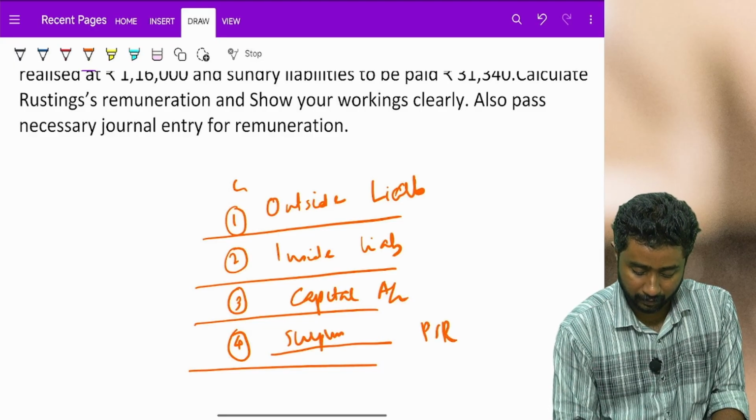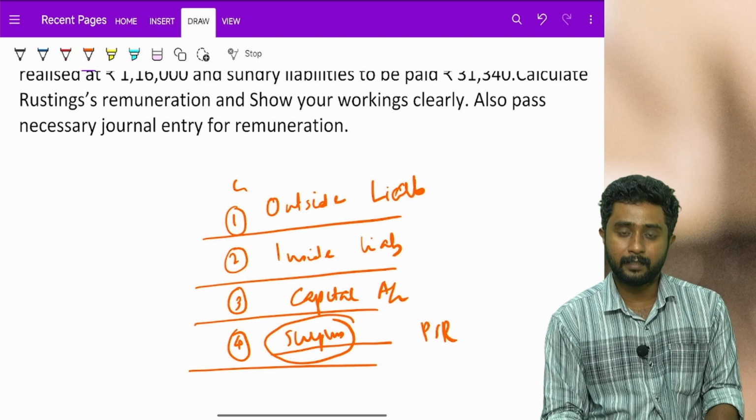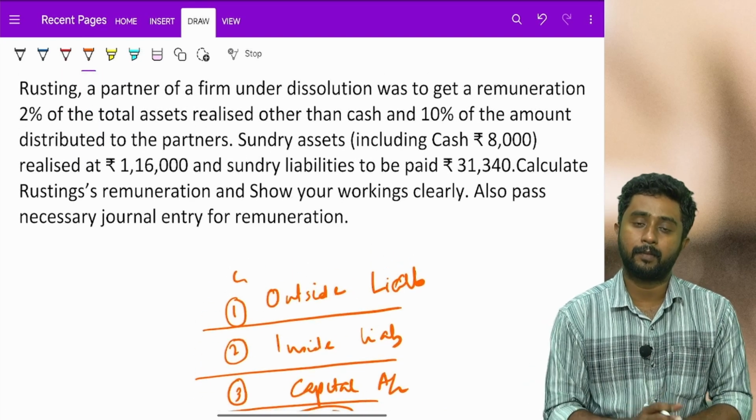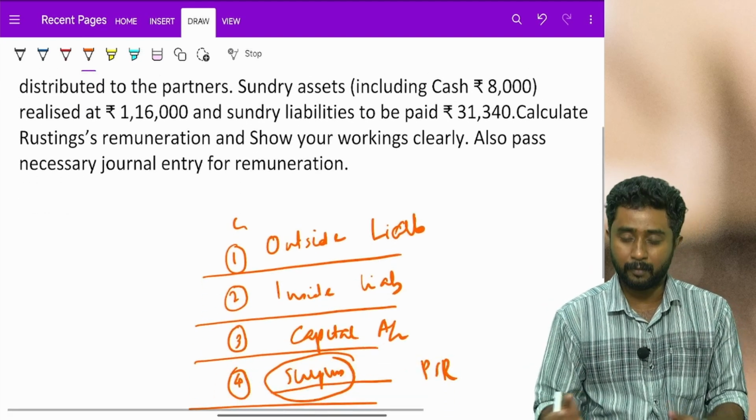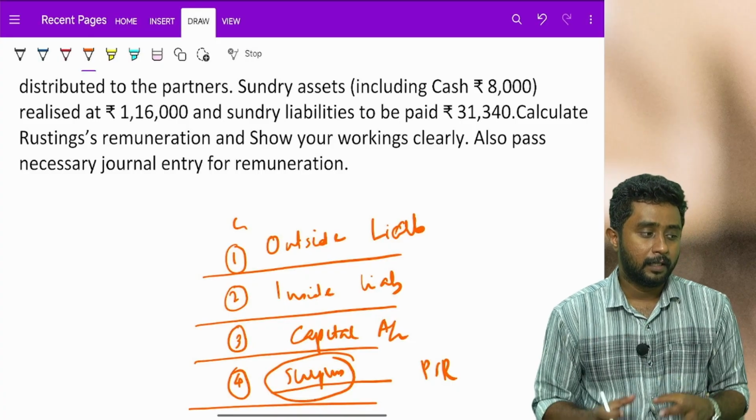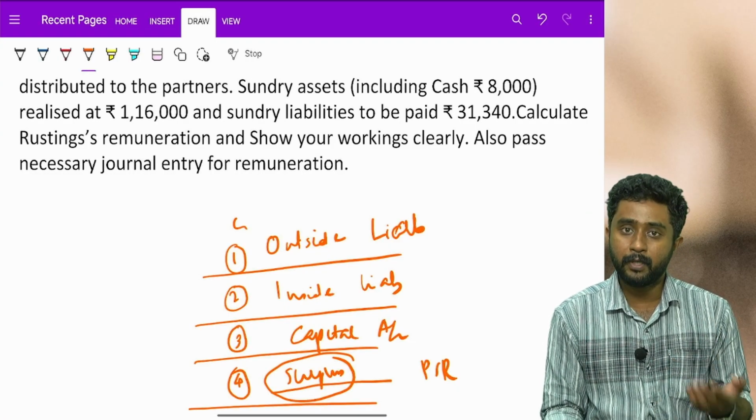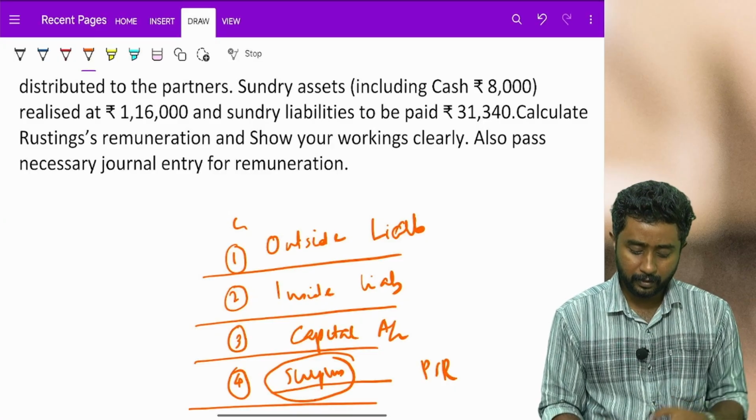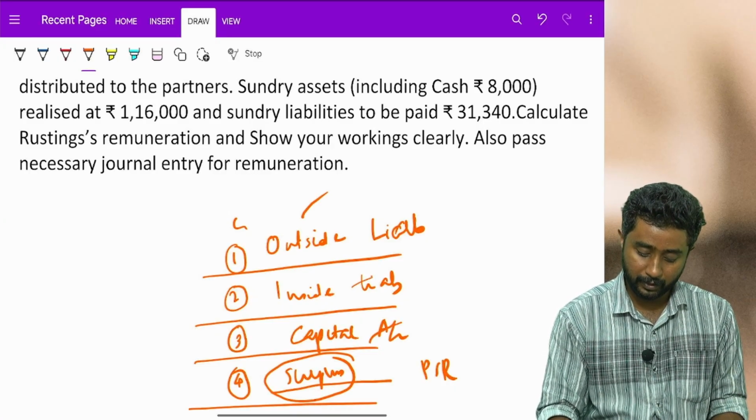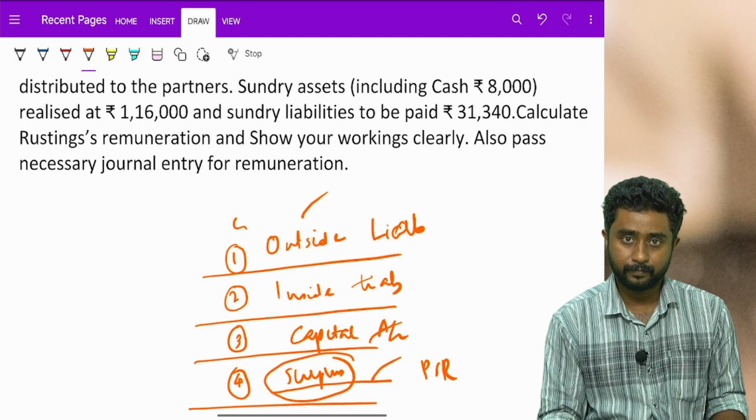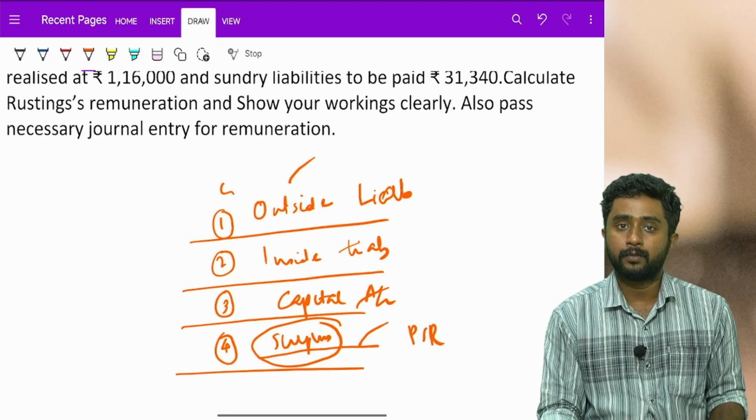Surplus, we can call that extra amount as surplus. This is how the amount that we collect from the sale of an asset or at the time of dissolution, after selling all the assets, whatever amount we collect out of it will be used for all these things in this order: outside liability, inside liability, capital and surplus. Okay. So what is outside liability again?